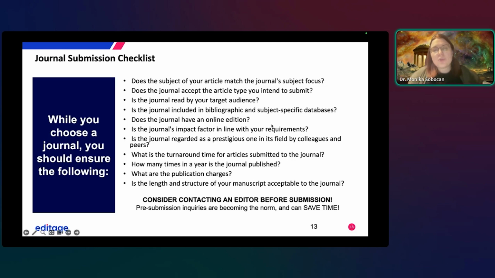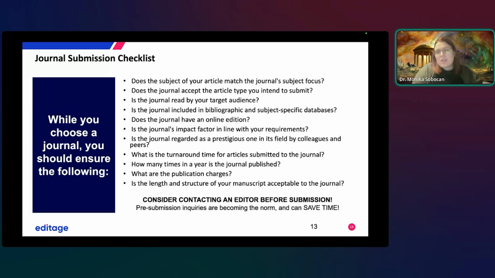Then there's also the question about bibliographic and subject specific databases. Is it indexed in a database that you use? So for the natural sciences and medical databases, you will have Synology, that is for nursing, then Scopus, then Medline, and all of these together build a basis of the subject specific databases.